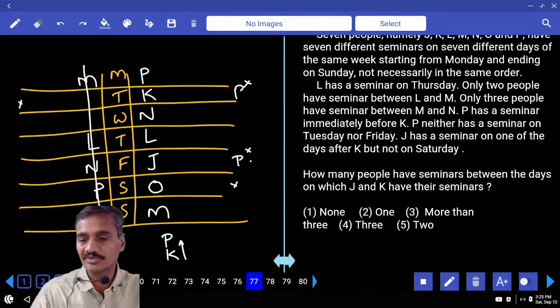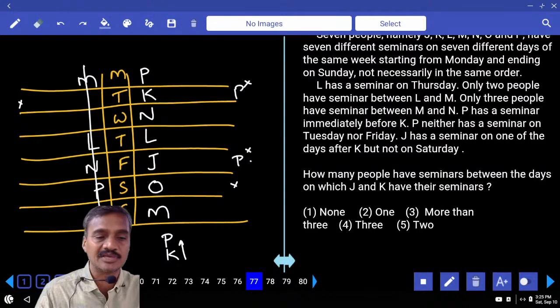Then, how many people have seminars between the days on which J and K have their seminar? Between J and K, there are only 2 people, that is choice 5.